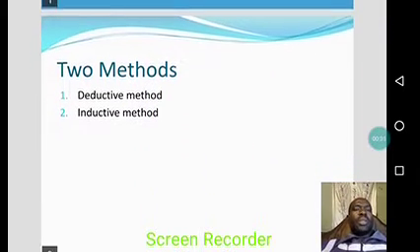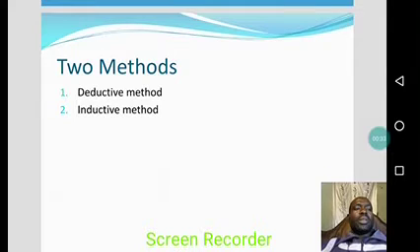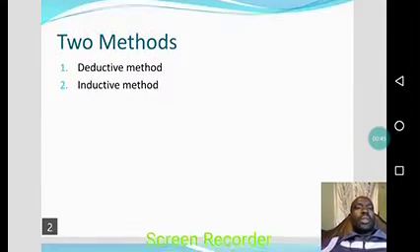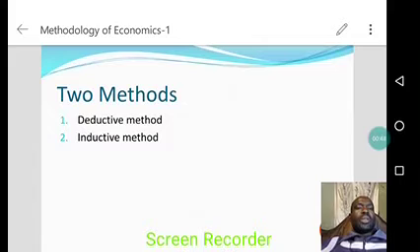There are basically two methods of approaching economics. We have what is called the deductive method, and then we have the inductive method. So these are the two major approaches to the study of economics in as far as methodology is concerned.